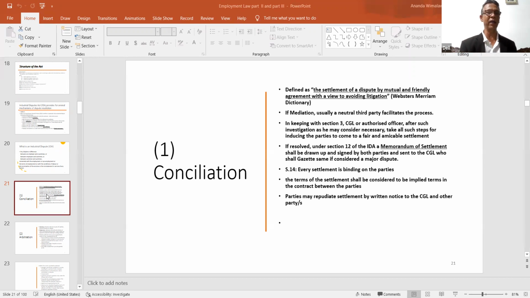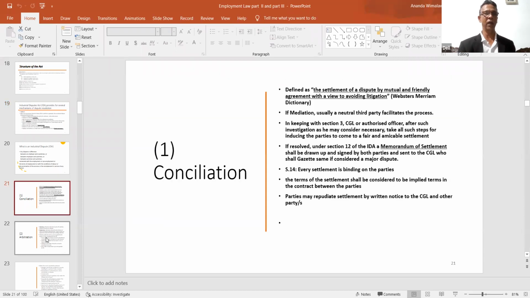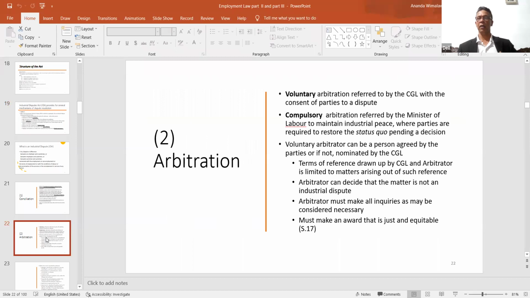And the next one is referring for arbitration. Referring to the authorized officer is also a conciliation, no? Right. The arbitration. There are two types of arbitration. This is actually a litigation process. This is not voluntary. This is a litigation process.